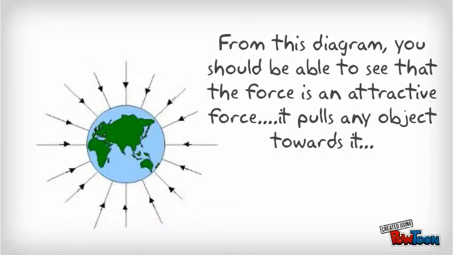You should be able to see from the diagram, from the direction of the arrows, that the gravitational force is always an attractive force. Any mass placed within that gravitational field will be pulled towards the object creating it.